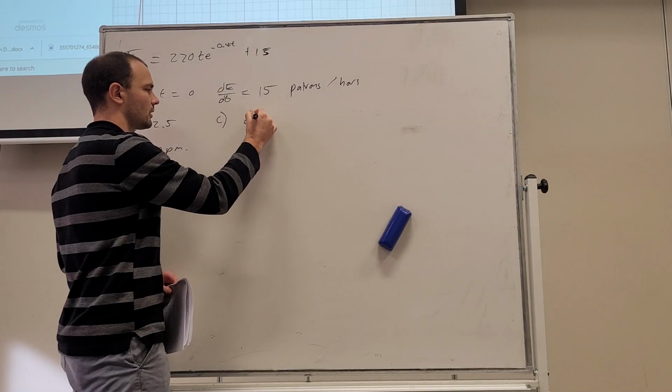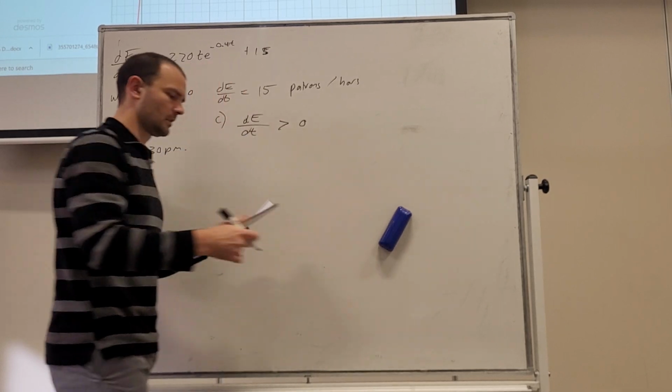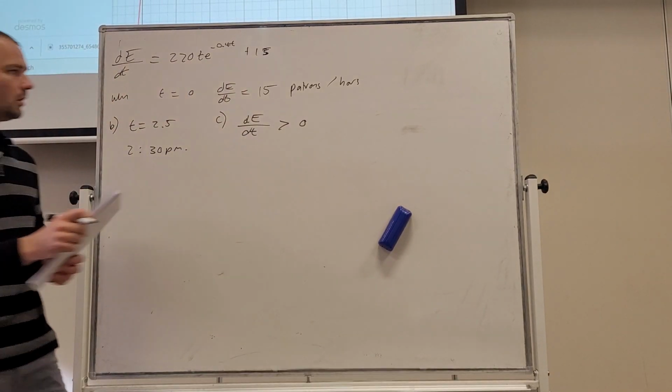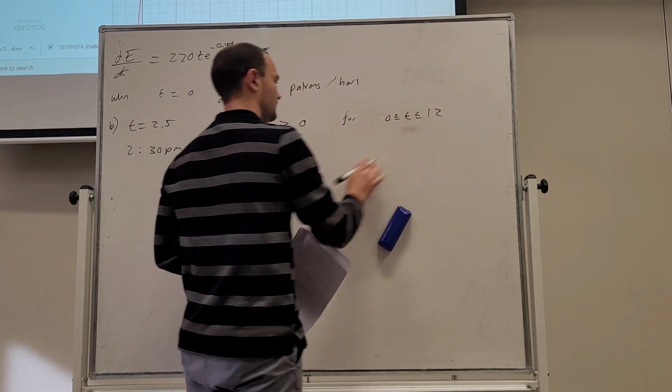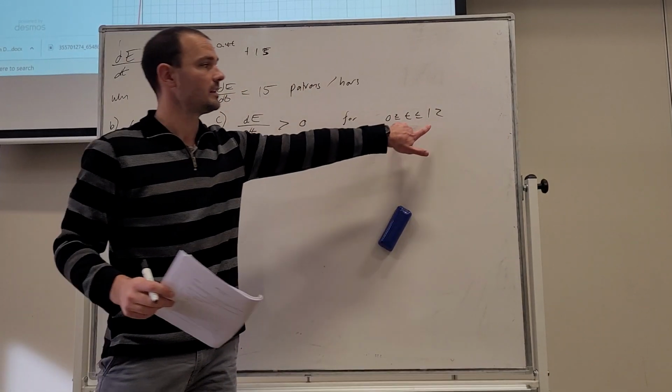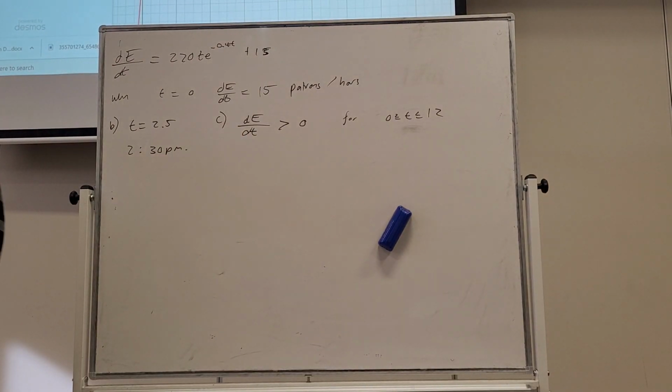The way to write that mathematically would be dE of dt is greater than 0 for 0 is less than t is less than 12. All right, so they've restricted the domain, and over that interval we can see it's positive. Because it's positive, people are always coming in.